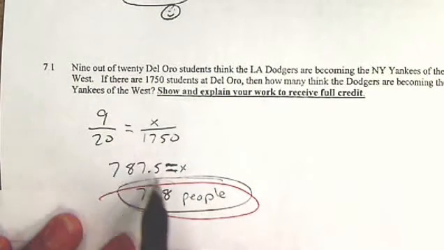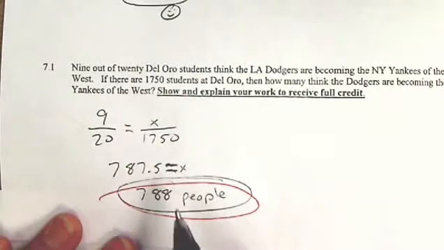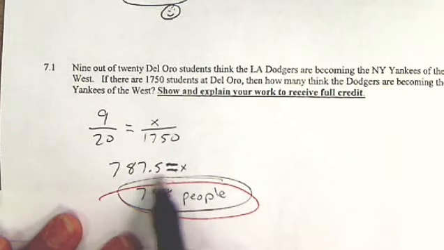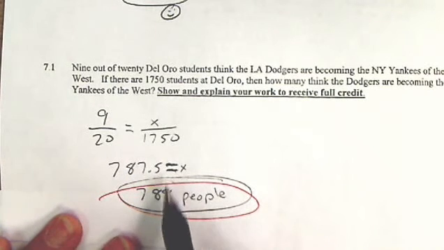So I have these little ratios that are equal to each other. I just multiplied by 1750 on each side, and I got about 0.5. So I'm not going to have a half a person, so I rounded it correctly to 788 people.